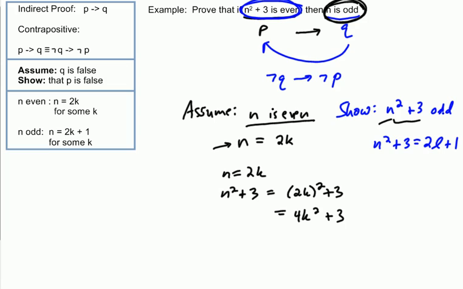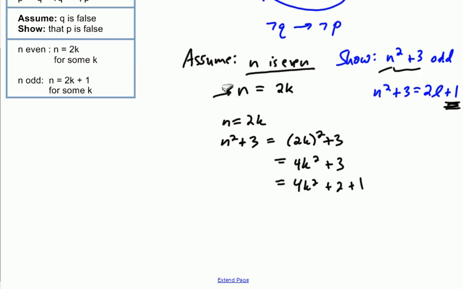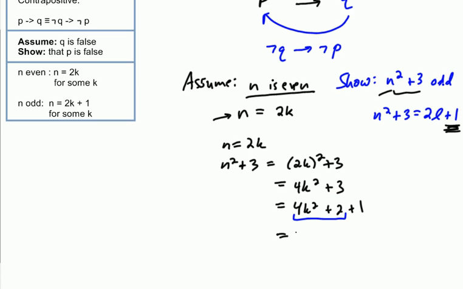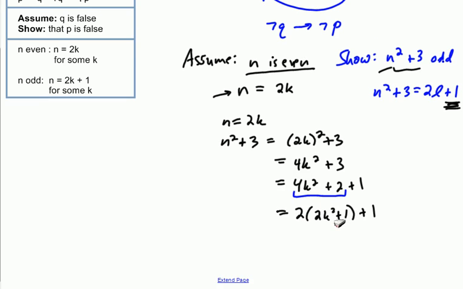And again, anytime we're trying to show something's odd, we need this plus 1 over here. So we're going to take the plus 1 out of the plus 3 and write that plus 3 really as 2 plus 1. So then we can factor a 2 out of the first part of it and get it into the format we want: 2 times an integer plus 1. As long as k is an integer, squaring, multiplying by 2, and plus 1 won't affect its integer status.